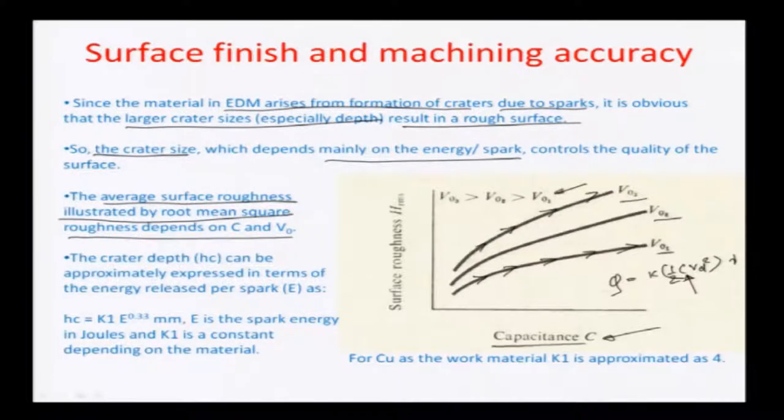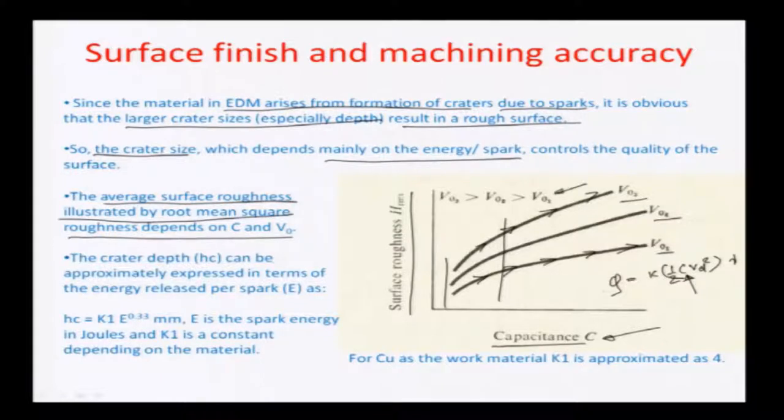And the variation is more or less proportional, although there are certain parts towards the very beginning where the trend is not that linear, because probably there is still not a completely established charging-discharging relationship between both the circuits. And that's how the average surface roughness HRMS varies with respect to capacitance.